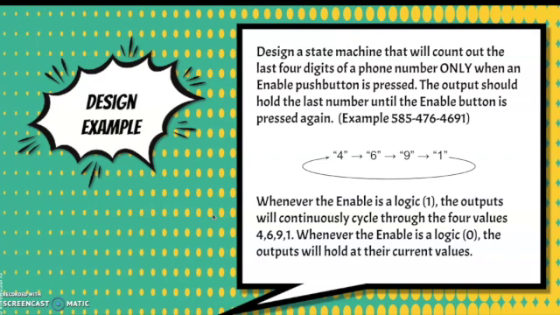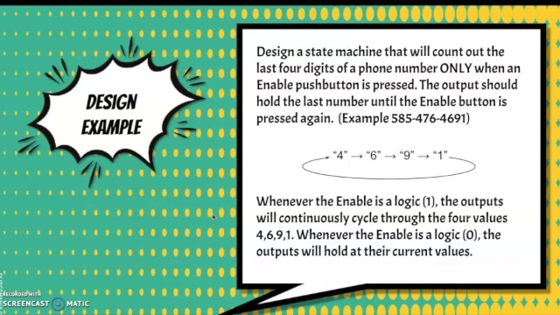So if the phone number example is 585-476-4691, the state machine is going to progress through 4691 when the enable button is pushed. When we push the enable button again, it will then cycle through 4, 6, 9, 1. Whenever the enable is a logic 1, the outputs will continuously cycle through the 4 values, 4, 6, 9, and 1. Whenever the enable logic is a 0, the outputs are going to hold at their current value.